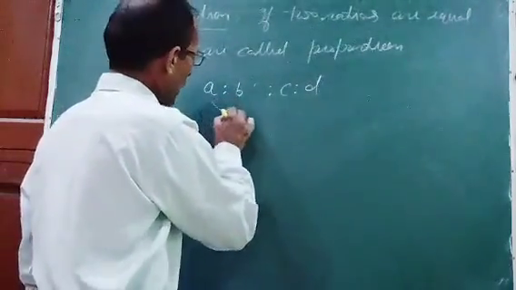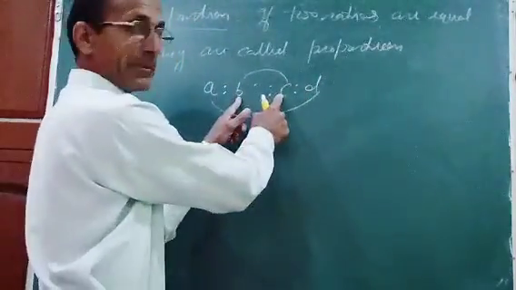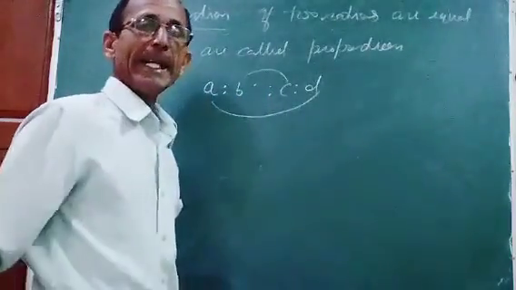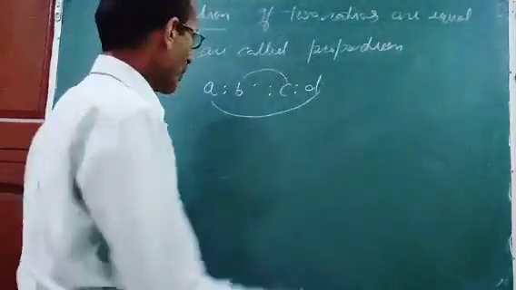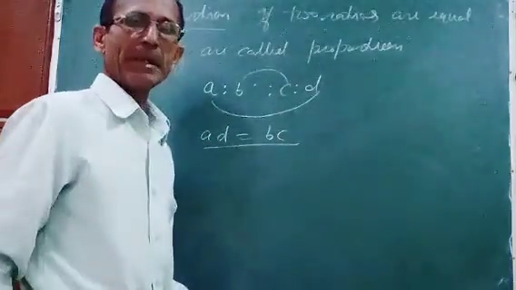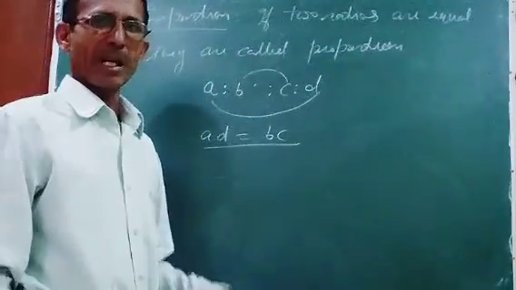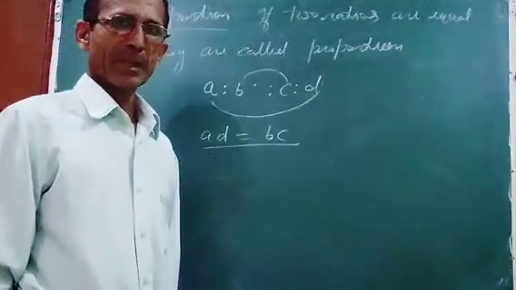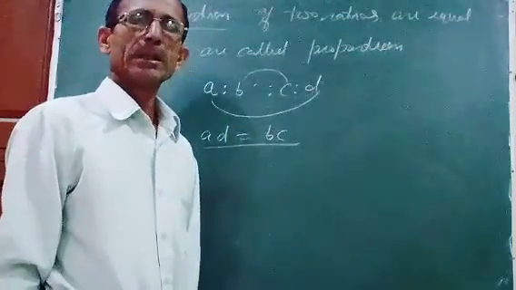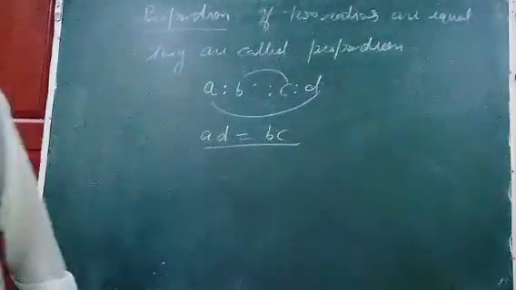I told you two ratios are equal. It means the product of the mean terms, the terms lying in the middle, which are called mean terms, and A and D are the extreme terms. So AD will be equal to BC. Proportion means when two ratios are equal. So the product of means is equal to the product of extremes. Okay, now we will solve some questions related to this topic.